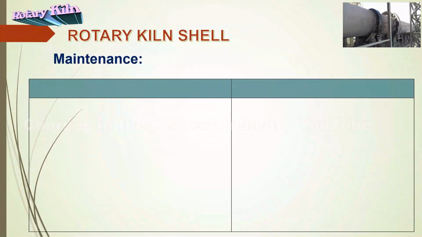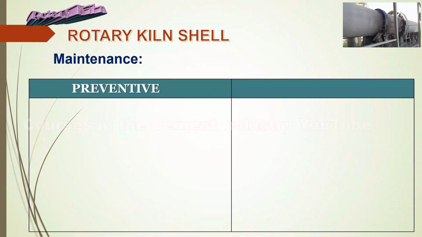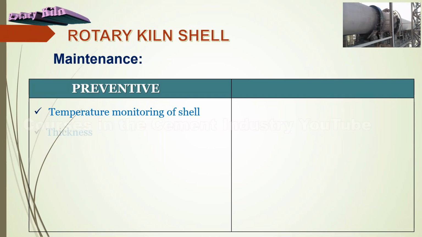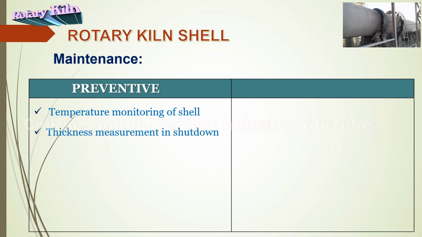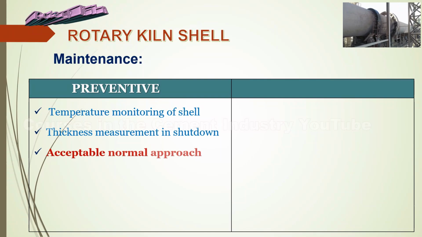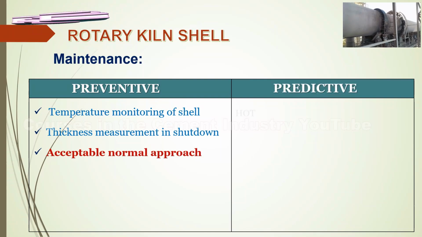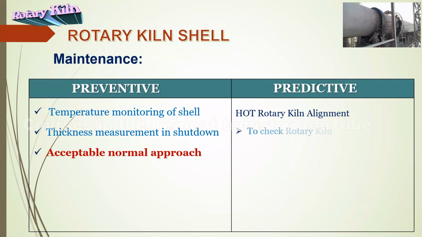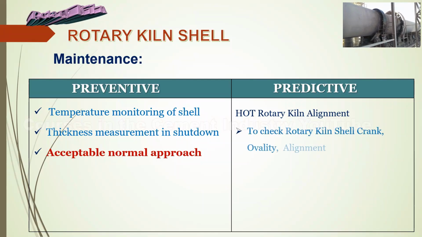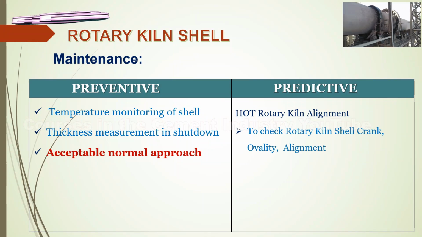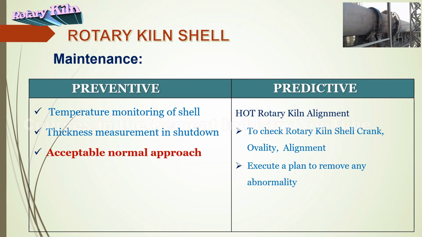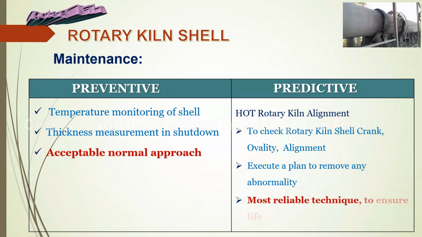Maintenance. Preventive. 1. Temperature monitoring of shell. 2. Thickness measurement in shutdown. Acceptable normal approach. Predictive. Hot rotary kiln alignment. 1. To check rotary kiln shell crank, ovality, alignment. 2. Execute a plan to remove any abnormality. Most reliable technique, to ensure life and continuous operation.